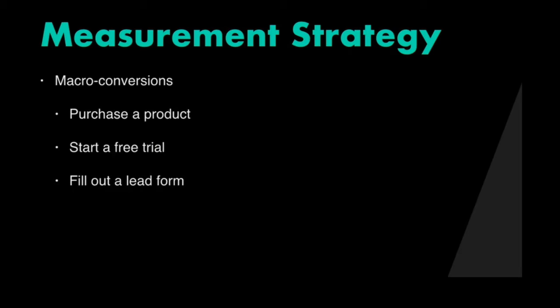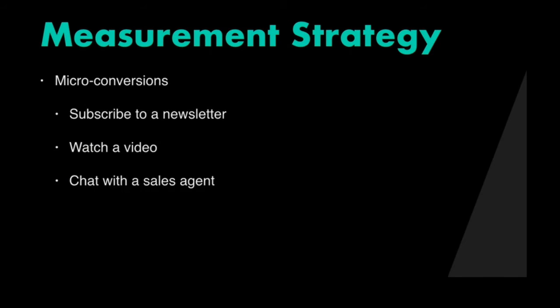Now, every business naturally has different types of conversions. For example, macro conversions might look like purchasing a product, someone starting a free trial, or maybe simply filling out a lead form. Micro conversions, which again help push towards that macro conversion, could look like a subscription to a newsletter, someone simply watching a video, or maybe somebody clicking to engage a live chat with a sales agent.